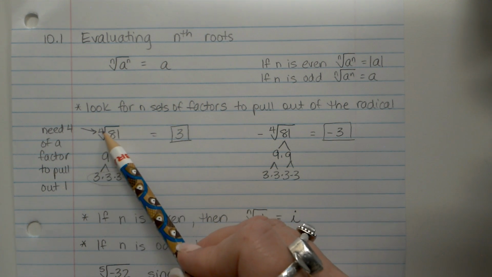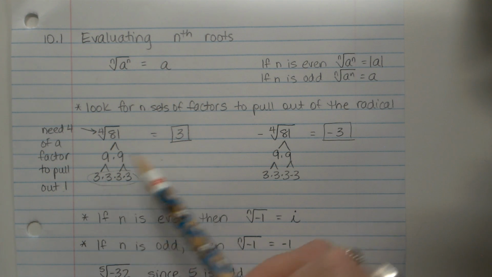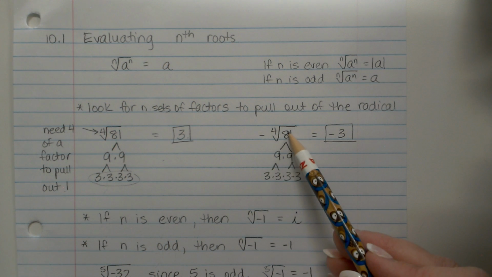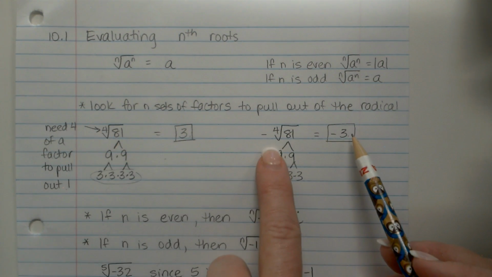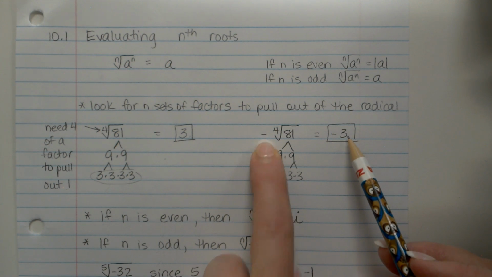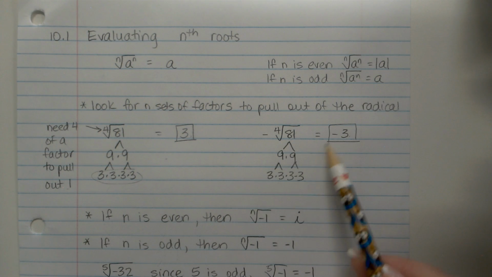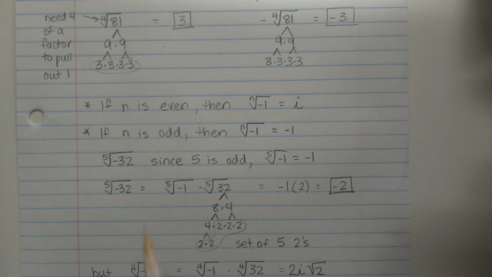Since this is the 4th root, we need 4 of something to pull out 1. That's why the 3 comes out. We're looking for 4 of something to pull out 1. Now, the difference between this one and this one is this minus sign out front. Remember, the minus is not part of what's happening inside the radical, so you just keep it on the outside. We talked about this just a moment ago.